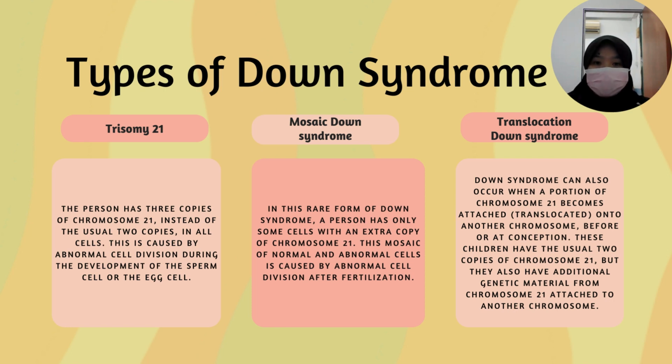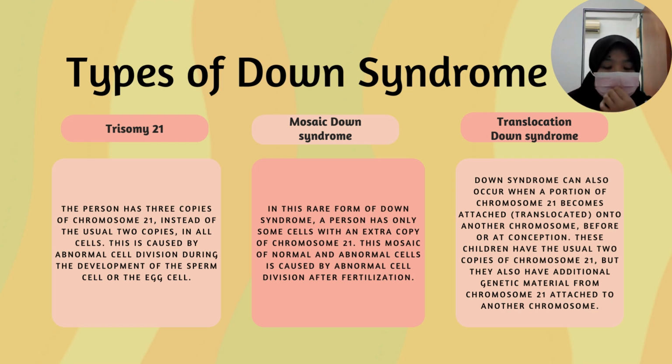For mosaic Down syndrome, in this rare form of Down syndrome, a person usually has only some cells with an extra copy of chromosome 21. This mosaic of normal and abnormal cells is caused by abnormal cell division after fertilization. So it is a little bit different compared to trisomy 21, in which the person only has some cells that contain three copies of chromosome 21.